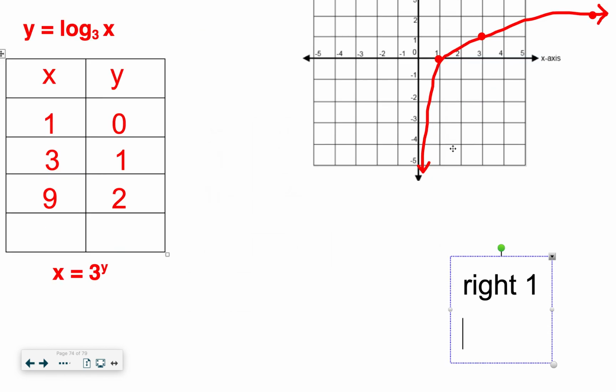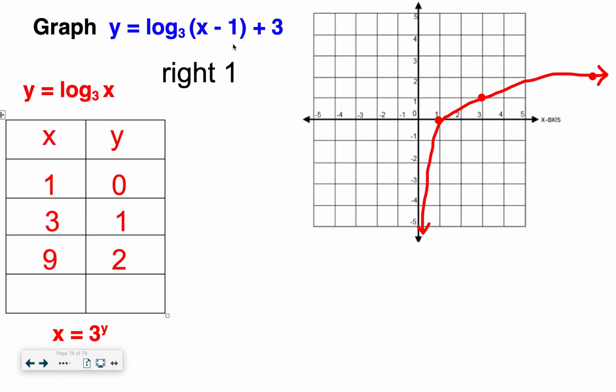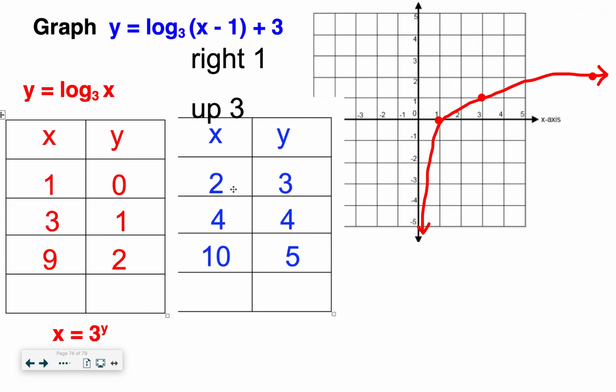So the transformations on this one, you're going to the right 1, and then +3 means you're going to go up 3. Knowing those transformations, I'm going to add 1 to all of my x's. So 1 becomes 2, 3 becomes 4, 9 becomes 10. I'm going to go up 3 on my y coordinates. So 0 becomes 3, 1 becomes 4, 2 becomes 5. You don't have to list out the table. You could just take these points and shift them, right? I'm going to take this point, go right 1, up 3.